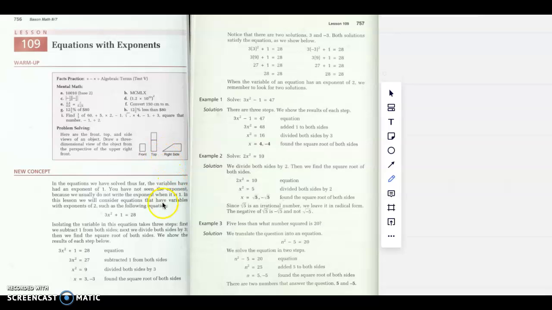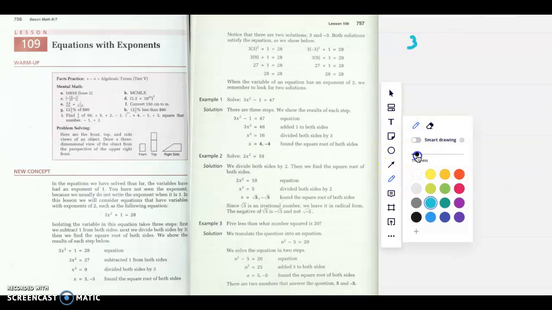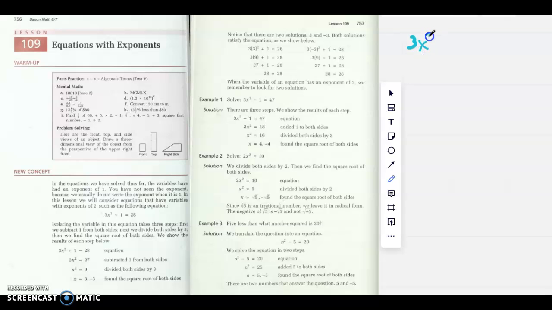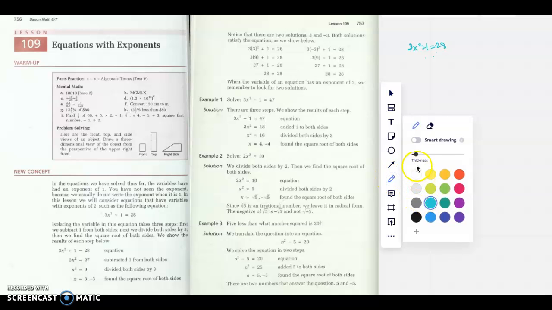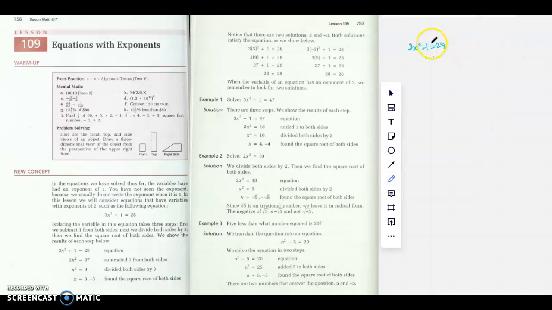So if you look over here, we have an equation. We have 3x squared plus 1 equals 28. So we have to remember that our job here is to identify what x is. So anyway, our job here is to identify what this value of x is.